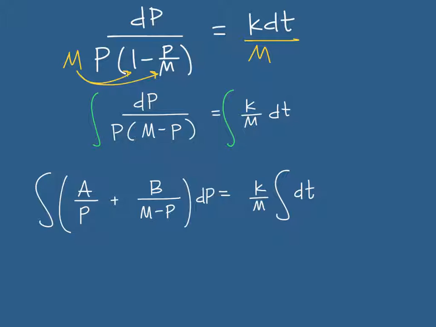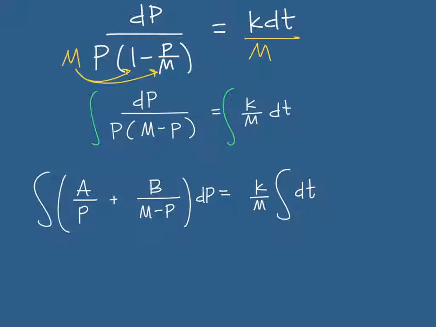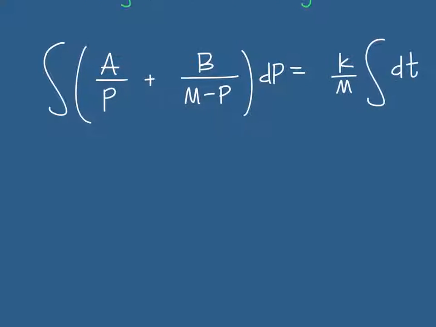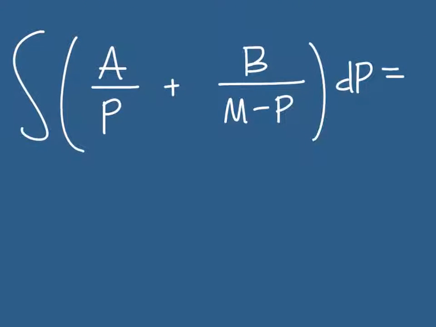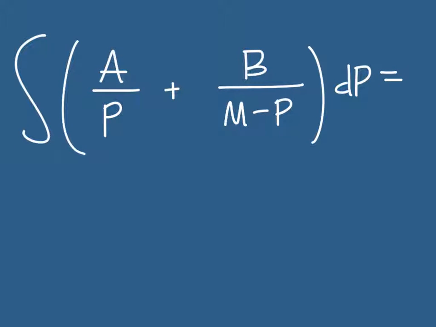And so we want to figure out what those partial fractions are going to be. So let's just focus on this left side for a minute. Using our partial fractions that we learned from before, I'm going to multiply the first term by m minus p, and I'm going to multiply the second term by p over p.